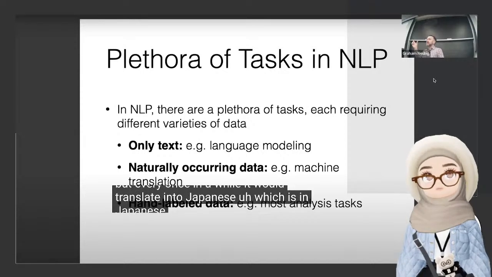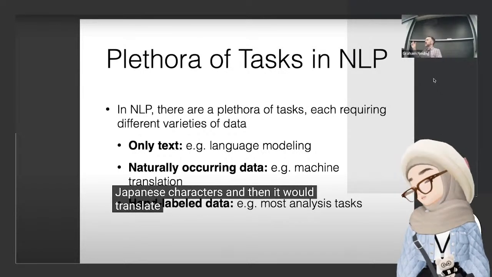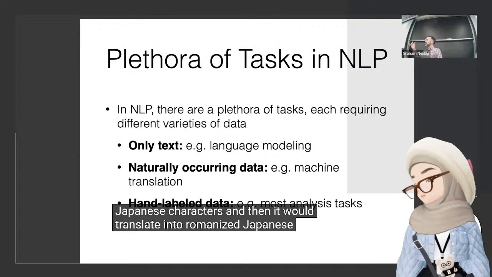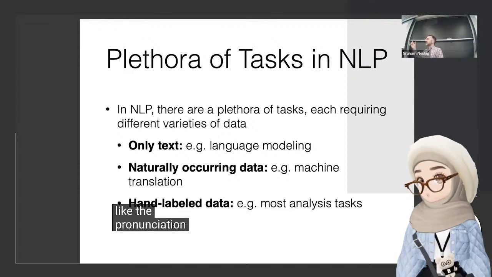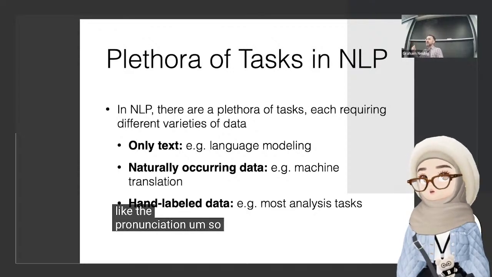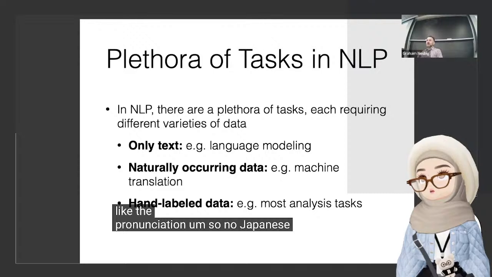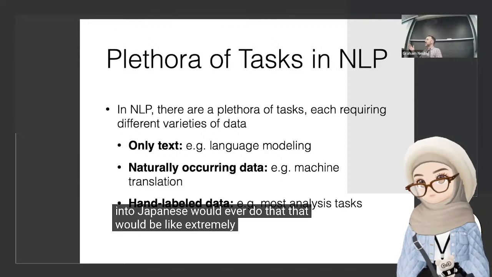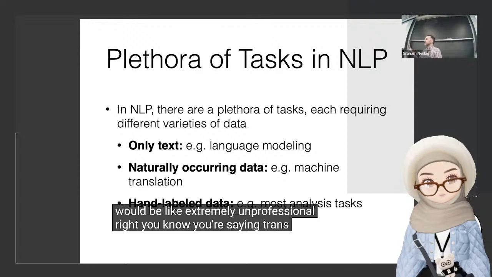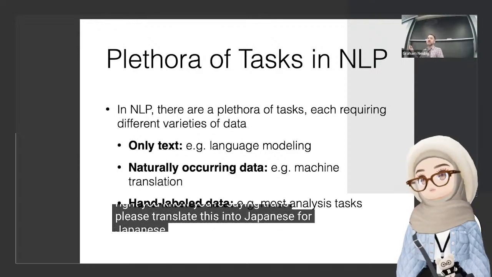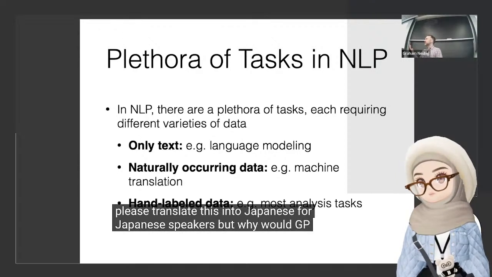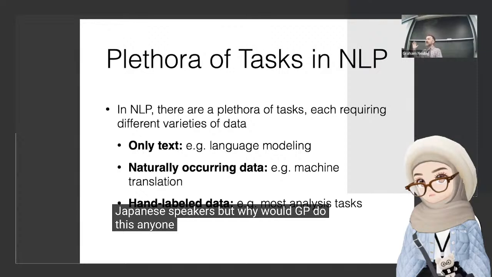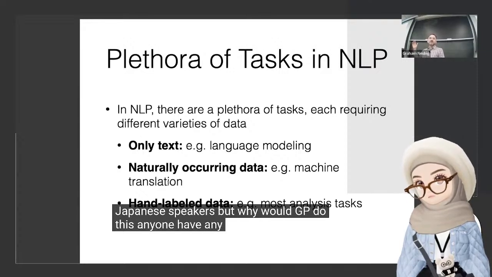It would translate into Japanese characters, and then it would also translate into Romanized Japanese, into the pronunciation. No Japanese translator that you ask to translate into Japanese would ever do that. That would be extremely unprofessional, right? You're saying, please translate this into Japanese for Japanese speakers. But why would GPT do this? Anyone have any ideas?